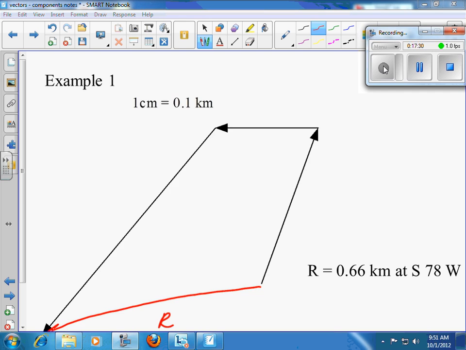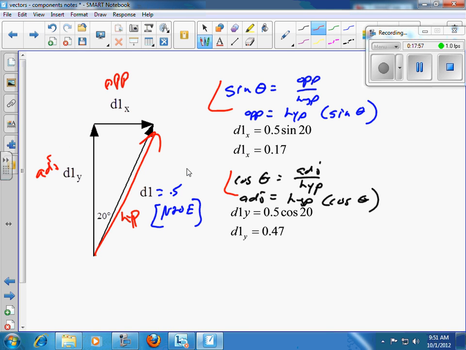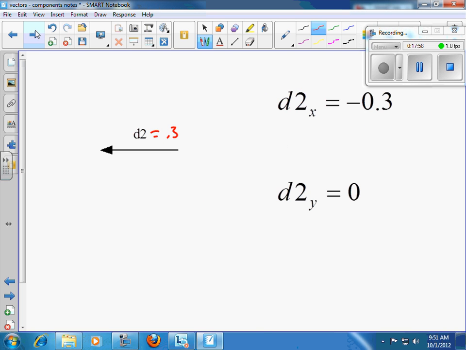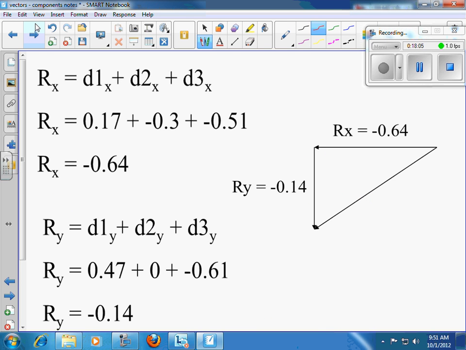So I have 3 vectors that I'm trying to add: D1, D2, and D3. I could add them by scale drawing, but I don't want to do that anymore. So I break them into components, which is what we did over these 3 pages. I did my D1x, D1y, D2x, D2y, D3x, D3y, and then I add all the x's together. It's easy.